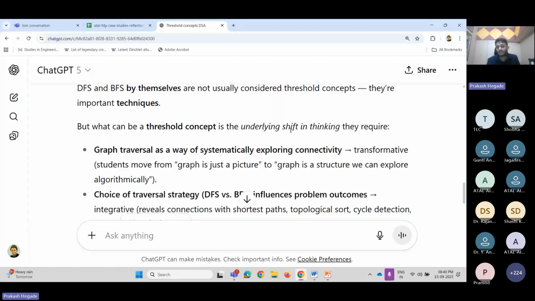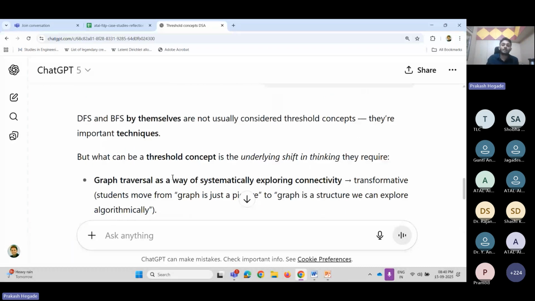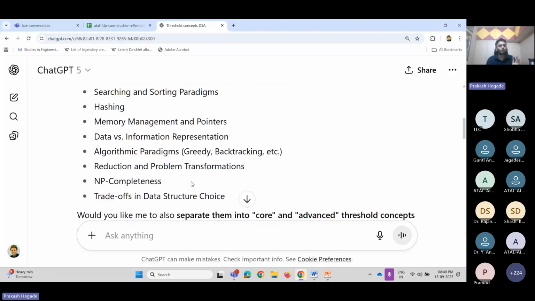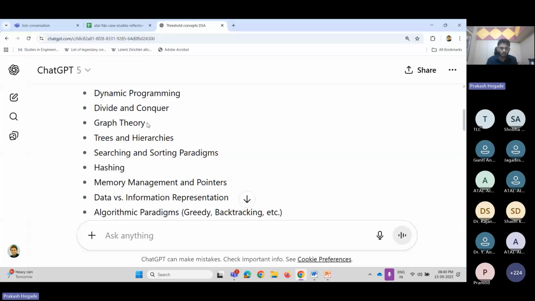Okay. And like I said, sometimes it is not. The LLM suggested to me that DFS and BFS by themselves are not threshold concepts, but I can take graph traversal because it is the underlying concept under that. And that's what I did here because graph theory was listed out here.